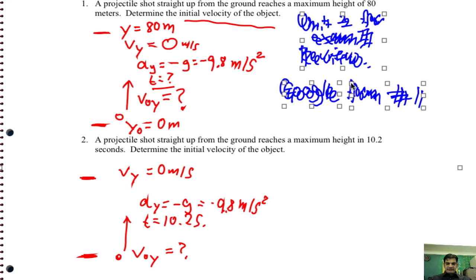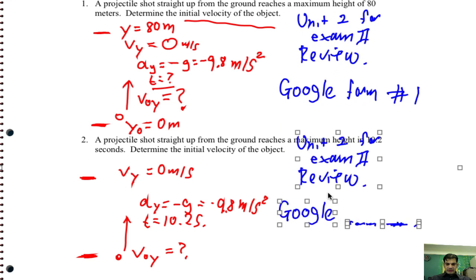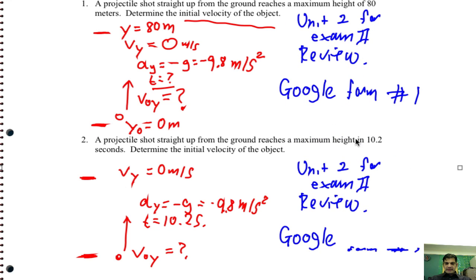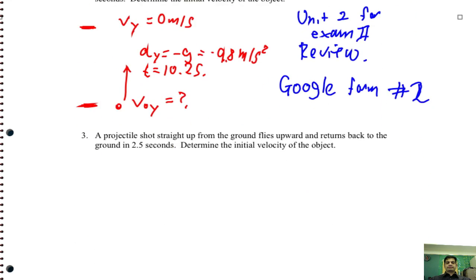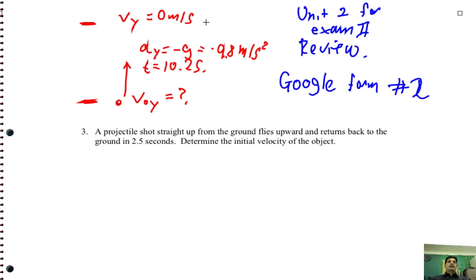And I just let you know that all of this is review. As far as I'm concerned, this is exactly the kind of thing that you would do for your exam. Number 2 is going to be Google Form question number 2. Similarly here, the difference between question 3 and question 2 is you're going to fire the projectile straight up into the air, and then it's going to return back down to the ground.